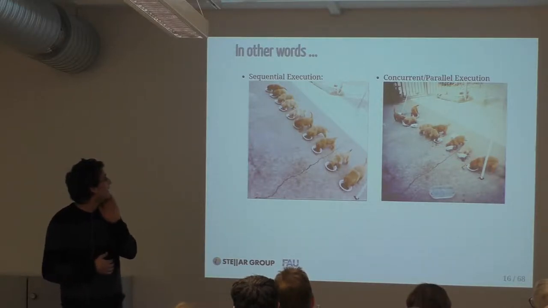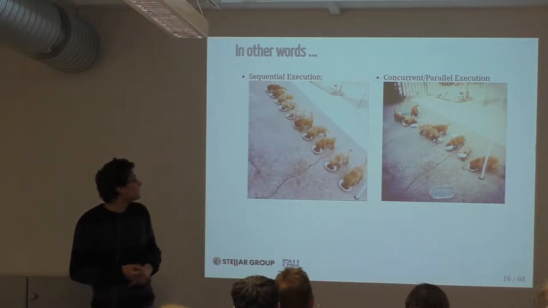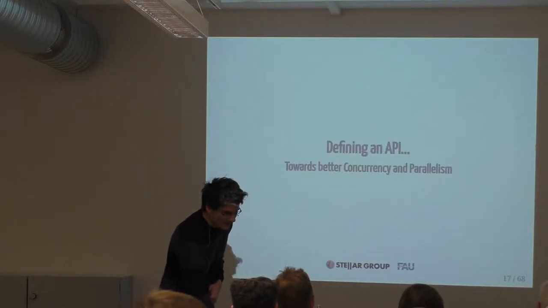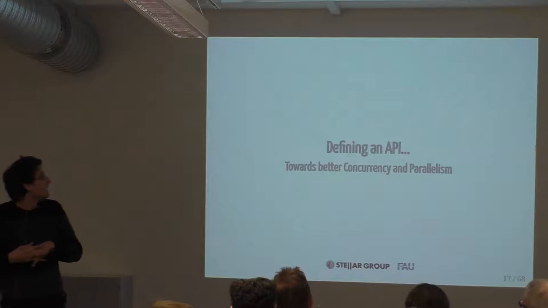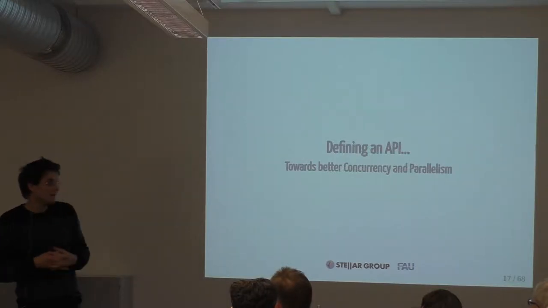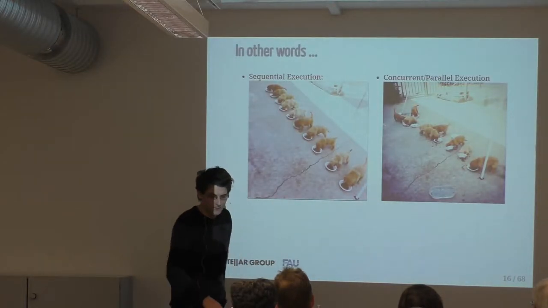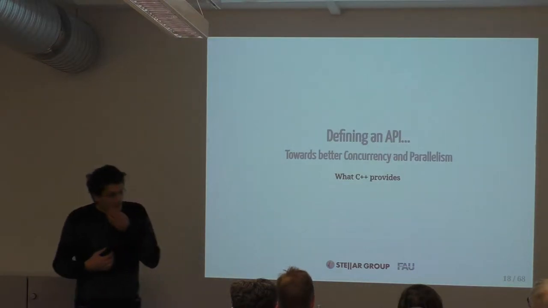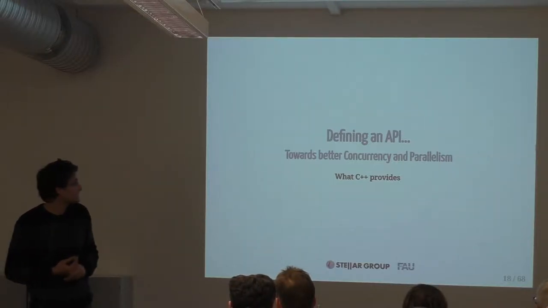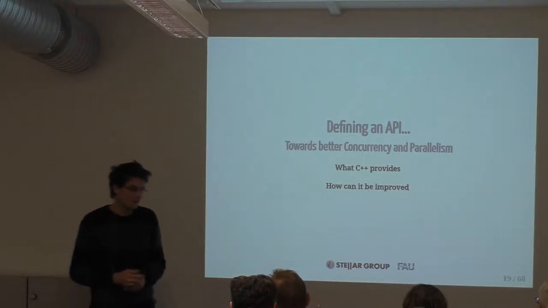In other words, if you have sequential execution, everything's nice, right? But if you want to do stuff in parallel, well, it's getting ugly. So the next point on the agenda is trying to actually define an API such that we have a better chance of avoiding those situations, right? For that purpose, I want to repeat what C++ provides, and how it can be improved, probably, maybe, and more.